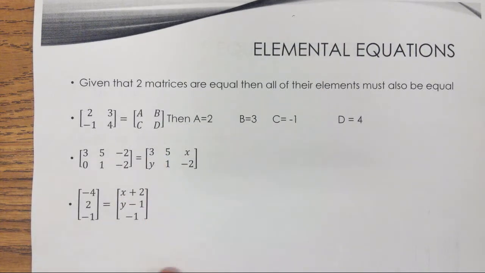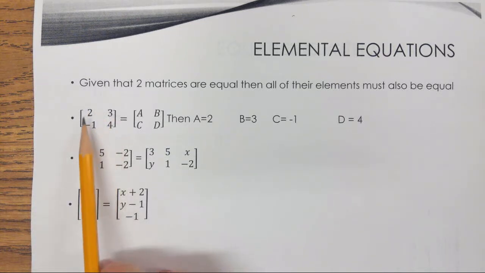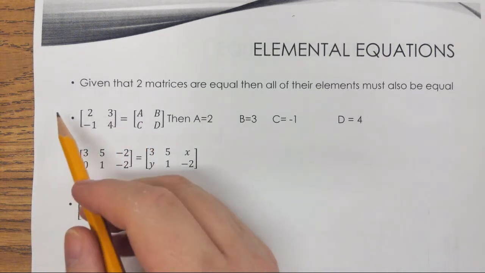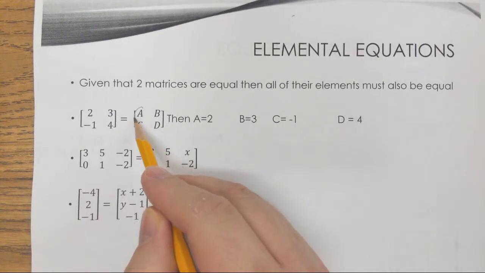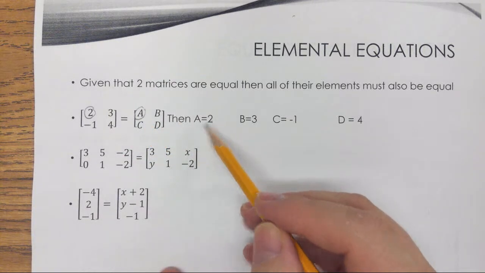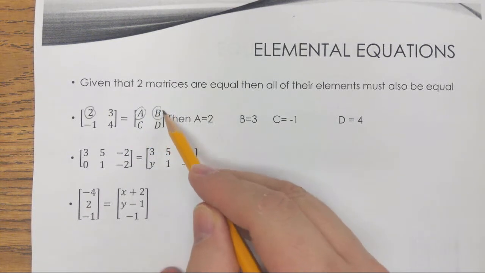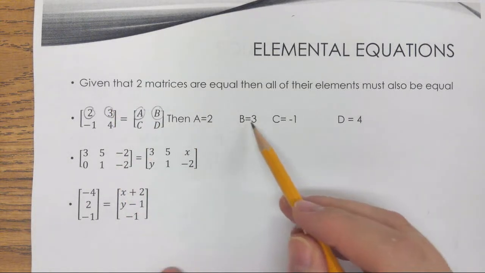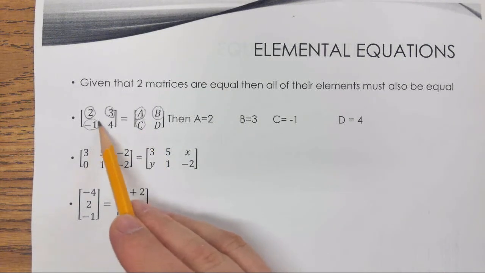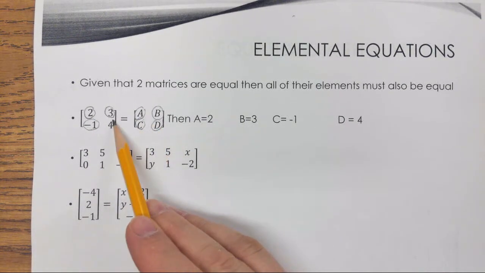So if I know that I have two matrices that are equal to each other, then I also know that all of their elements must be equal. So if I have this matrix and I say that it's equal to this, then each spot in its elements, so A, corresponds to the 2. So I know that A equals 2. And B corresponds to the 3. So I know that B equals 3. And so on. C equals -1. And D equals 4.